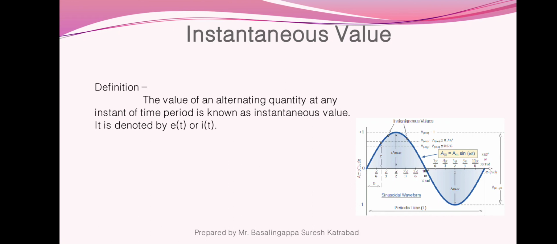Next definition, instantaneous value. The value of an alternating quantity at any instant of time period is known as instantaneous value. Means at a particular instant, whatever the value or magnitude it is showing, that is known as instantaneous value. In figure we are showing instantaneous values.